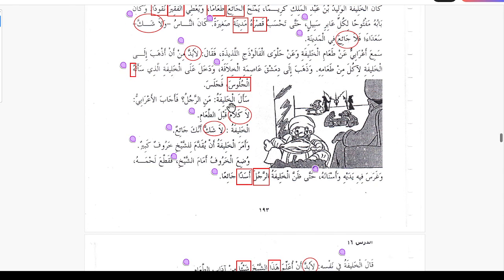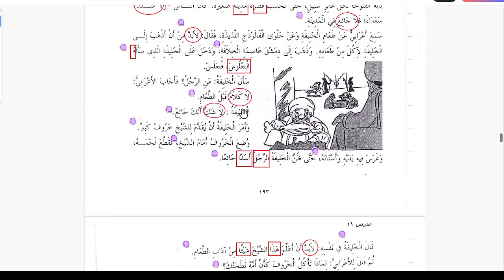Qalal khalifatu, the caliph said, man ar-rajulu, who is the man? Fajaba al-arabiyyu, so the Bedouin answered, la kalama qabla ta'ami, no talking before food. So he asked the question to the Bedouin, and the Bedouin responded, he said, no talking before food. So now we say that this is la nafiyatu lil jins. So this negates the whole, qabla ta'ami, which is the khabar for la nafiya, and kalama is ismu la nafiya.